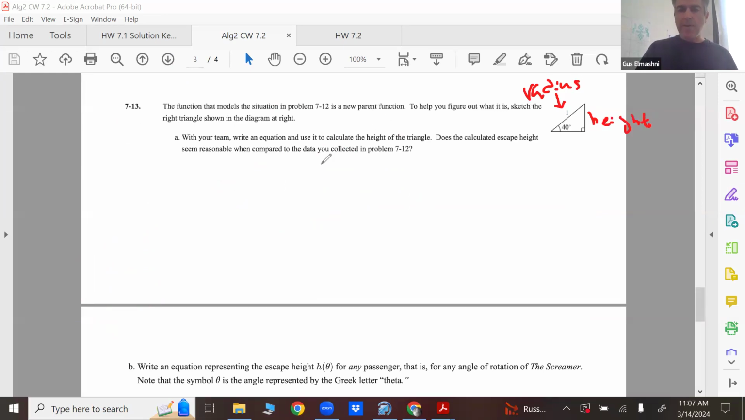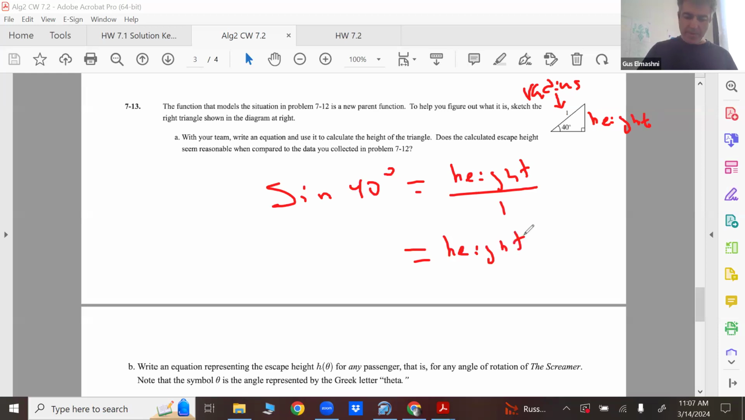So how do I write an equation to represent this? Sine of 40 degrees equals what? The height over 1. So the height, where sine 40 degrees is, 0.64, or 0.643 would be a little more accurate.